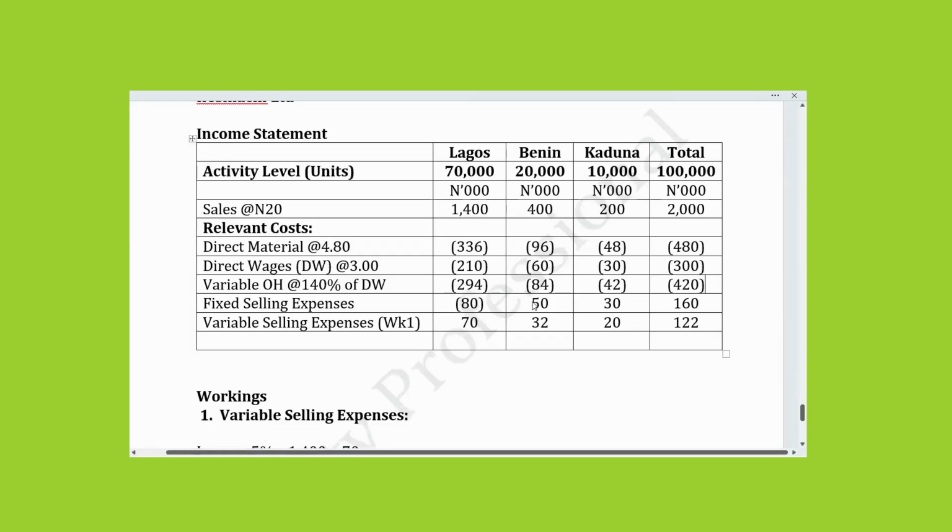So let me just complete this. We have considered all the relevant costs. So just find the difference for me now, so that we can have our contribution. 410 for Lagos. Lagos is 410.